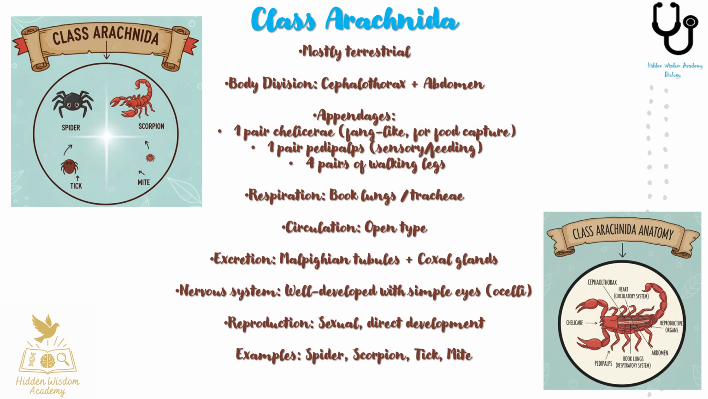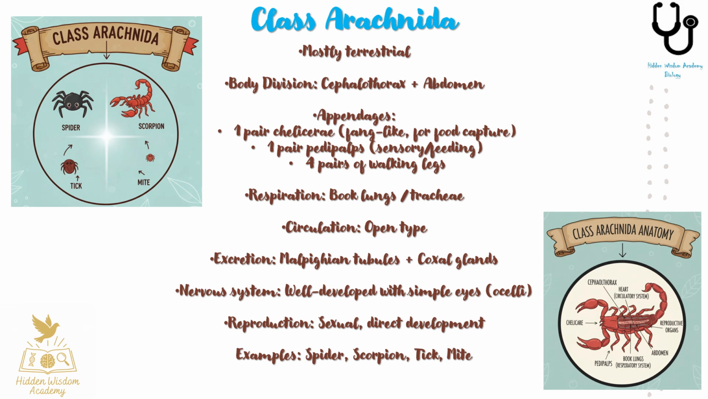Let's talk about class Arachnida. Arachnids are primarily terrestrial arthropods. Their body is divided into a cephalothorax and abdomen. They possess 1 pair of chelicerae for capturing food, 1 pair of pedipalps for sensory and feeding purposes, and 4 pairs of walking legs. Respiration occurs through book lungs or tracheae.